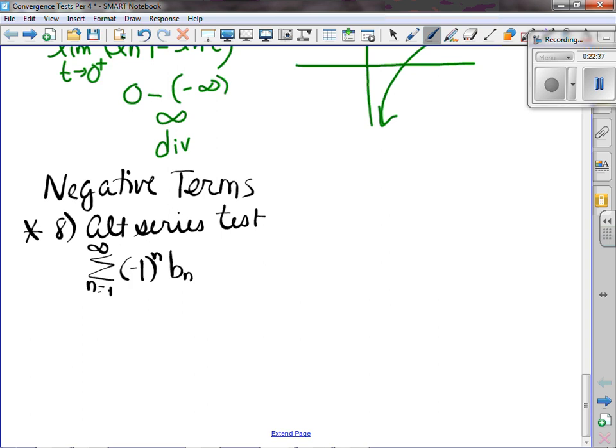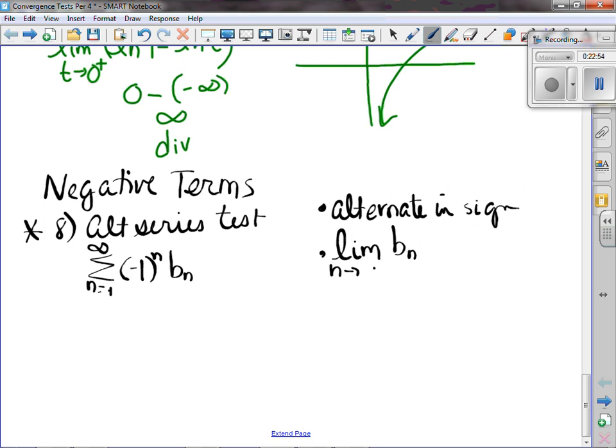And here's what you have to do for this. The series has to alternate in sign. It can't just be some negatives and some positives. It has to alternate. But even more important than that, what's got to be true about the limit of my sequence without the signs? It's got to be 0.